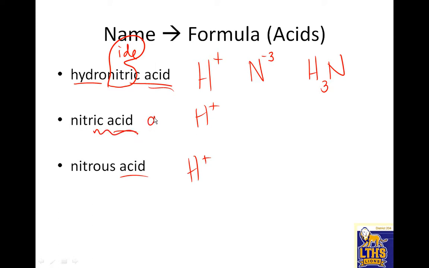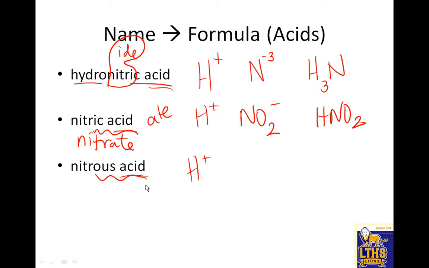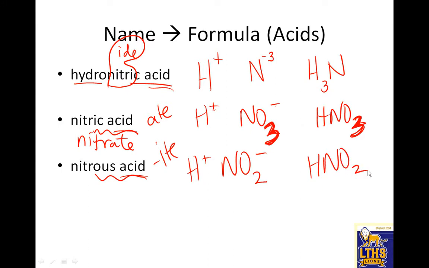Ic acid came from ate. So nitrate is the second part of this. +1, -1, HNO3. And finally ous. Ate, nitrate. Nitric acid came from ate. Ous acid came from ite. Nitrous acid came from nitrite, HNO2. Okay, got it, good.